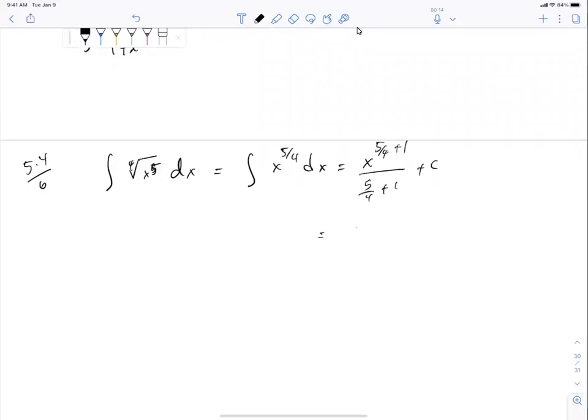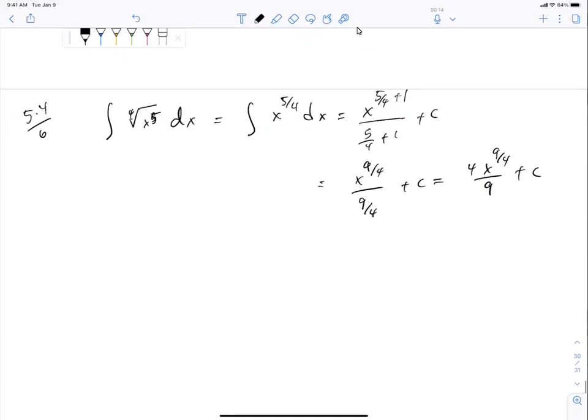So it's going to be x to the 9/4 over 9/4 plus C, or 4x to the 9/4 over 9 plus C. So that will be your general antiderivative for the 4th root of x to the 5th. That's basically what they want you to do for those.